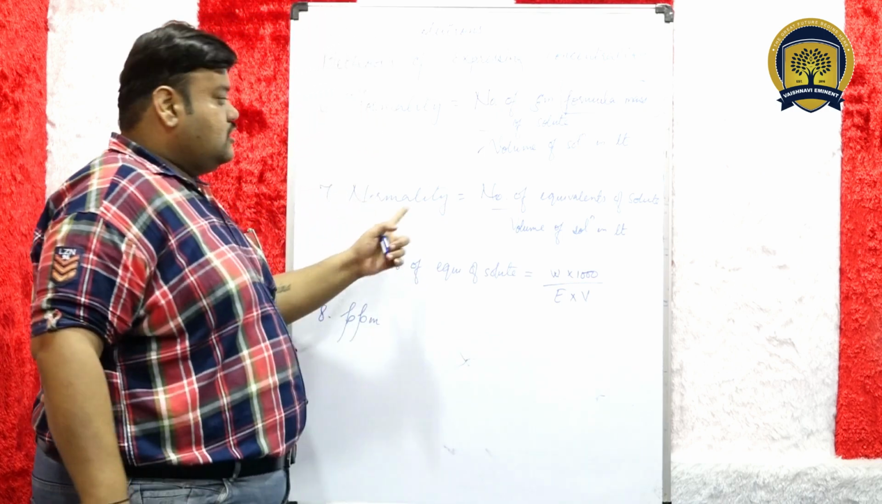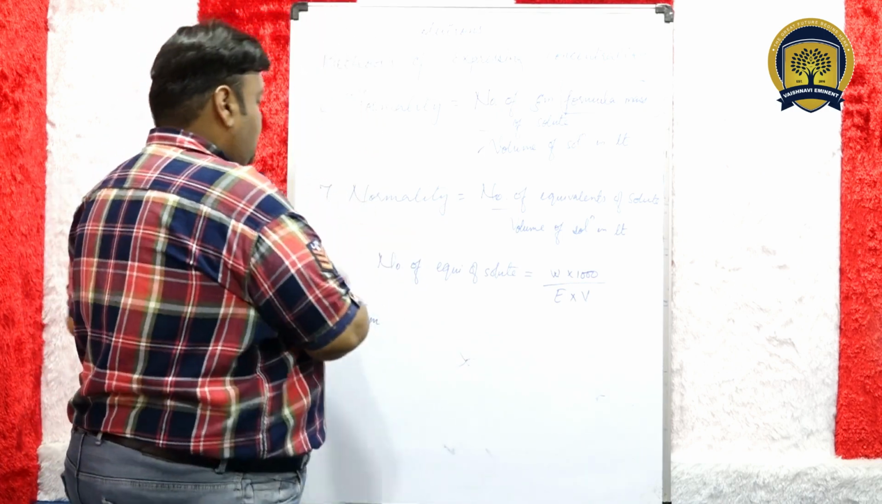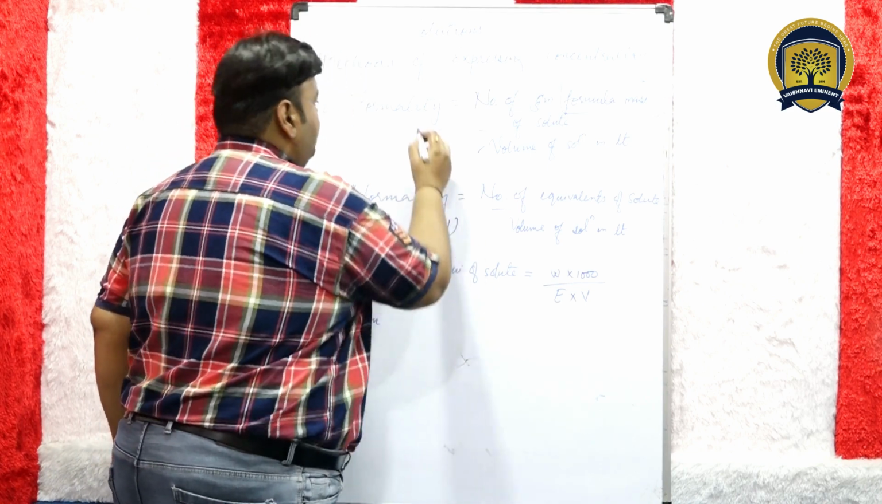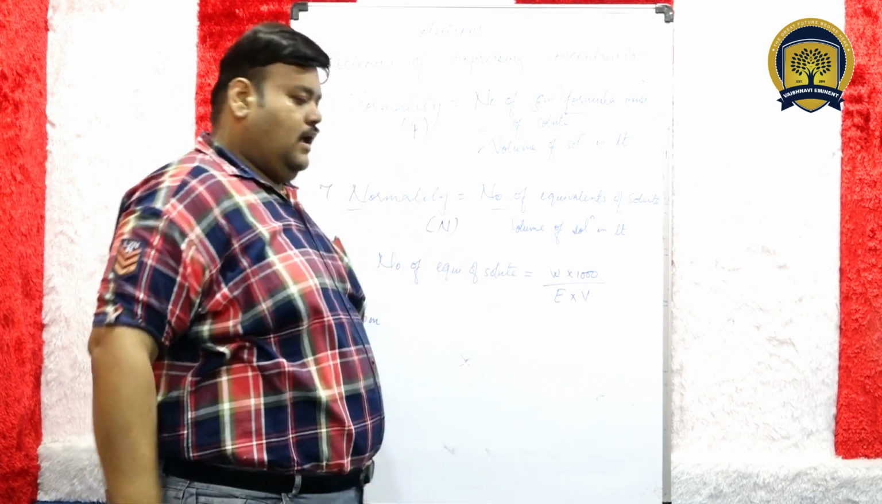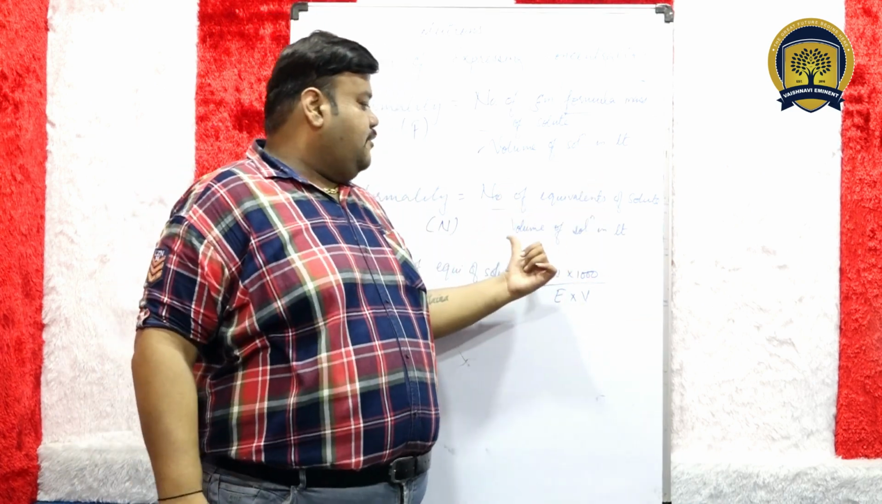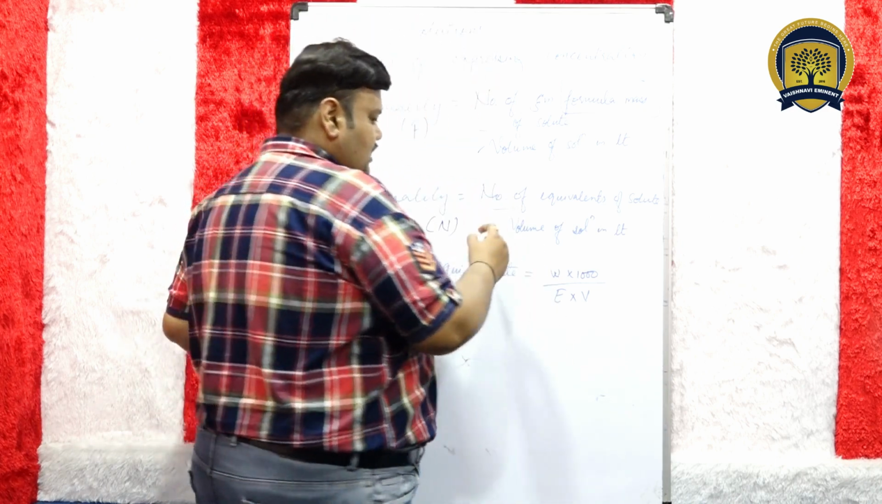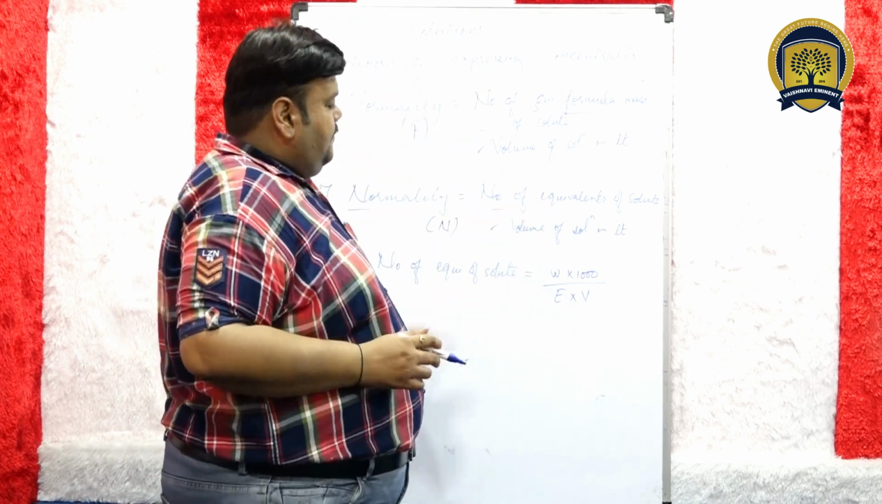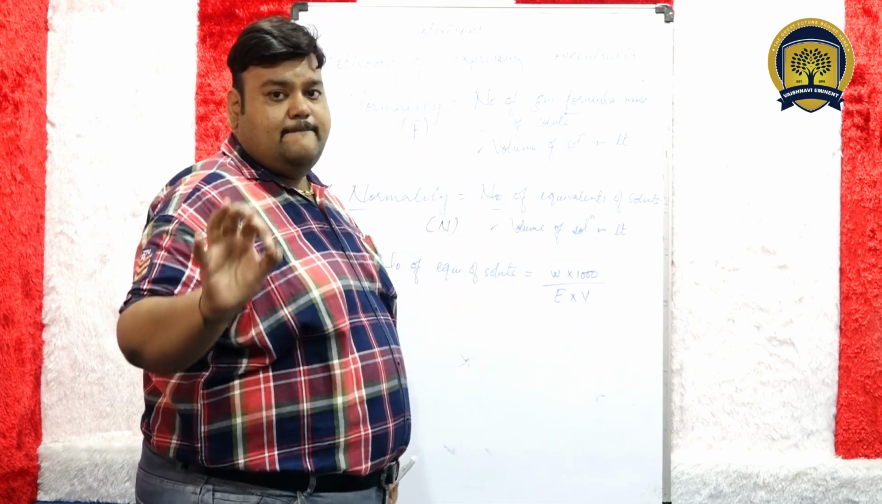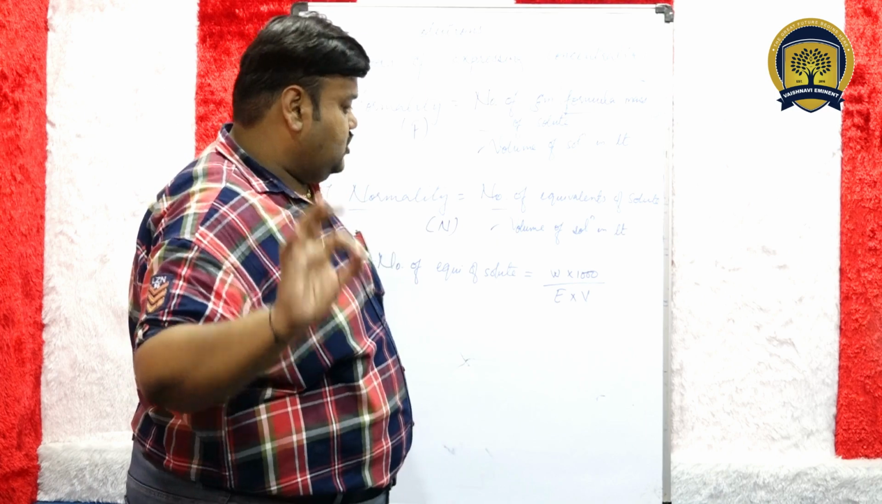The next one is normality. This is a bit tricky, so be careful with normality. Normality is shown by N, formality is shown by F. Normality talks about the number of equivalents of solute upon volume of solution in liters. Again, volume of solution, I'm sure you have no problem. But the question is the number of equivalents of solute.